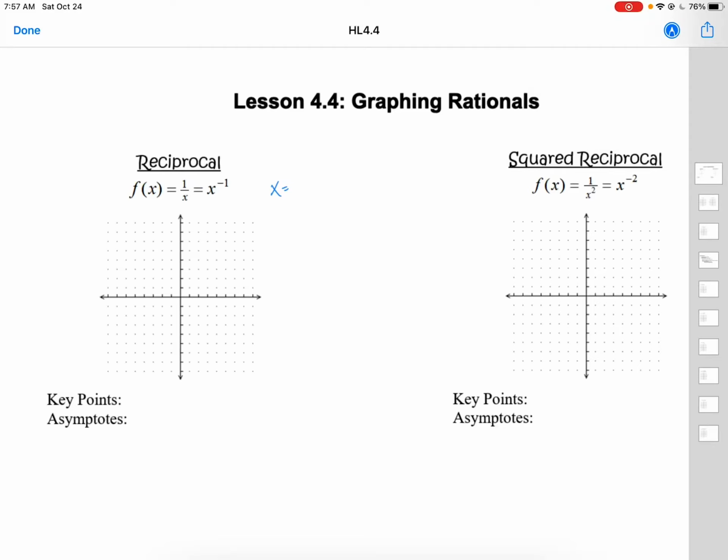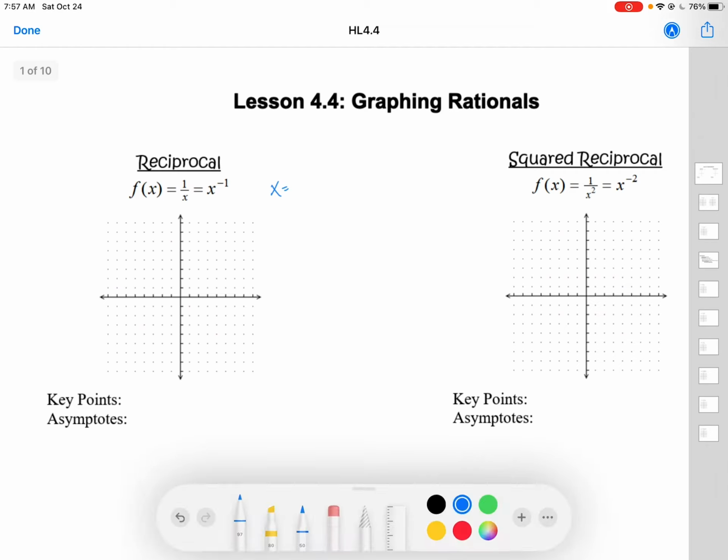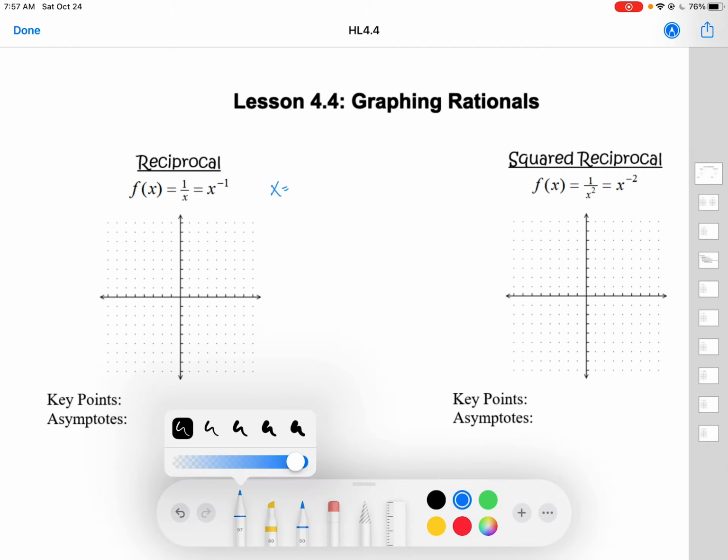It's time. We are now finally graphing rational functions. So to start out, we're going to talk about the reciprocal function. So the reciprocal function is just y equals 1 over x, or x to the negative first.